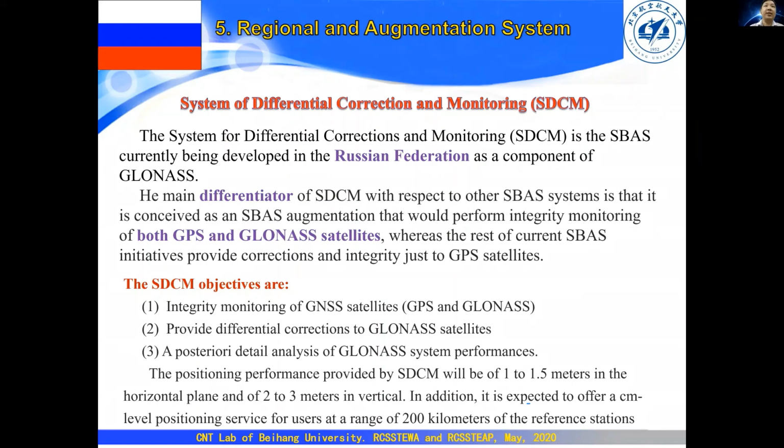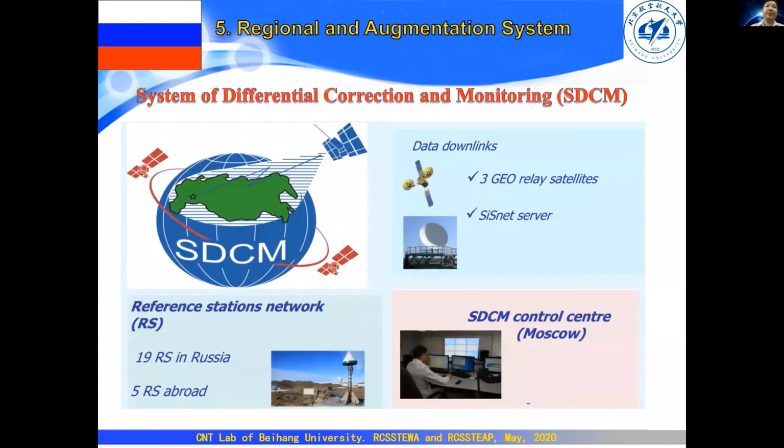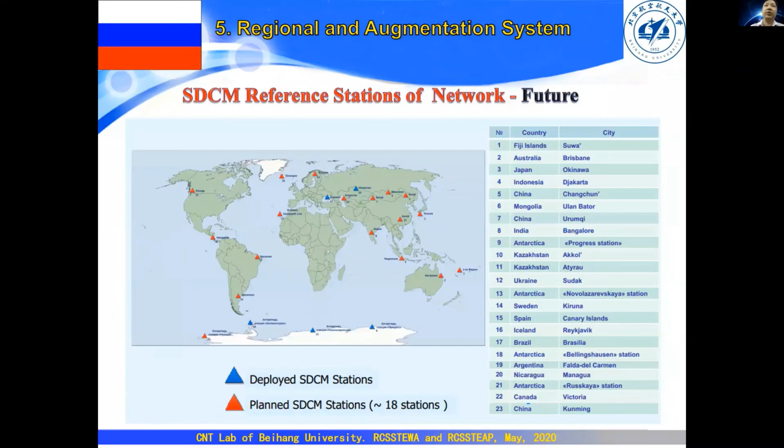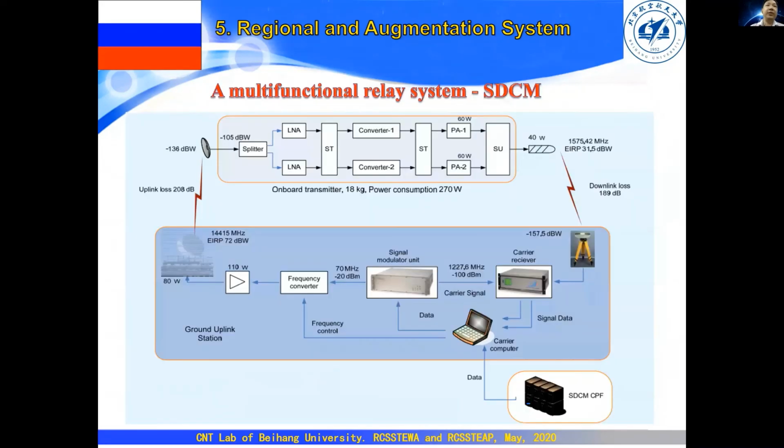It's called SDCM, by the Russian Federation, as a component of GLONASS. It's similar to the WAAS system of GPS. The SDCM is the augmentation for GLONASS. It has 3 geostationary satellites, similar to WAAS. It also has a reference station network to calculate the error and broadcast it to the users. So this is the system from Russia.